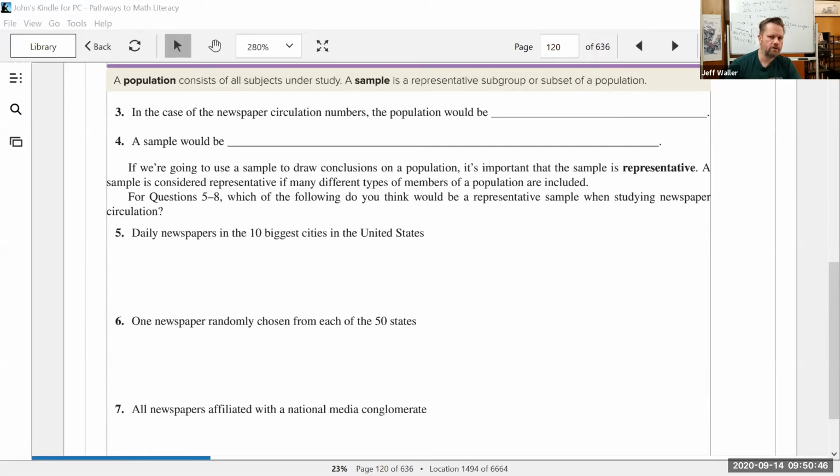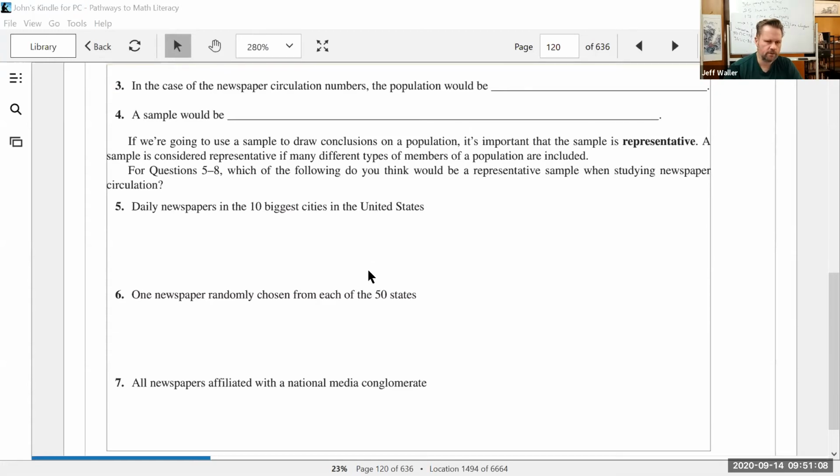You could talk to the newspapers and get circulation numbers directly from them. Okay. So one way to do this would be to randomly select different newspapers in a state. So maybe randomly pick 10 newspapers in a state and then contact them and get their circulation numbers. Is everybody with me? I think so. So randomly would mean put all the names in a hat and then pick 10 of them out. That would be one way to do it.